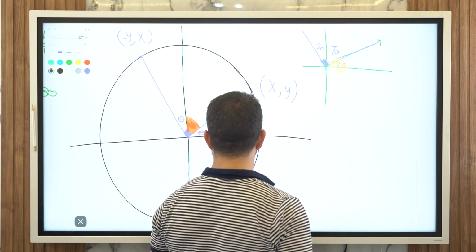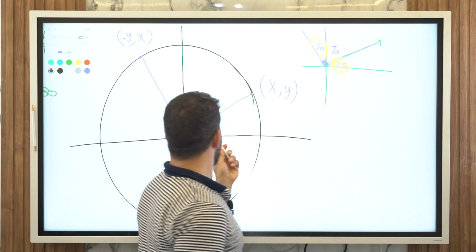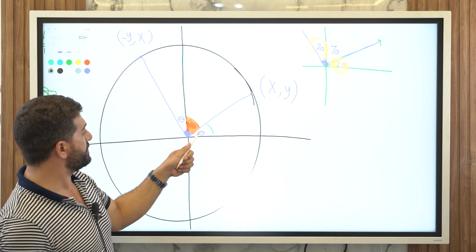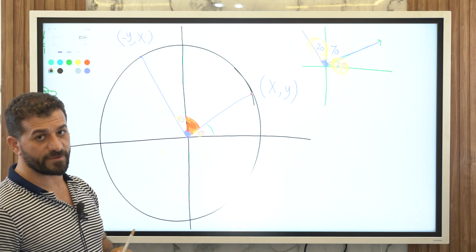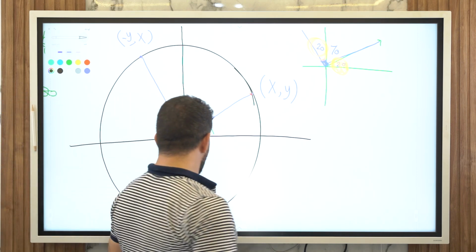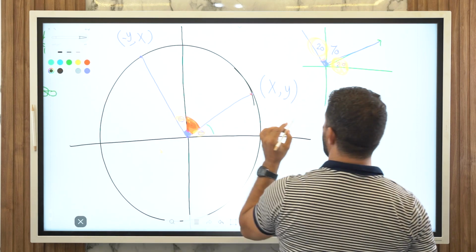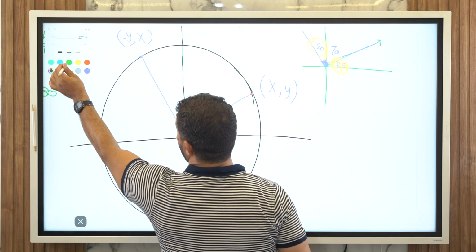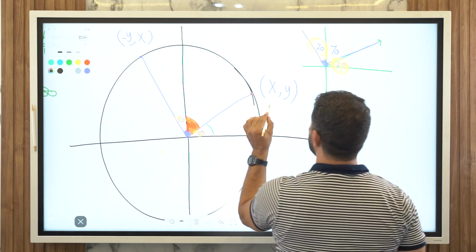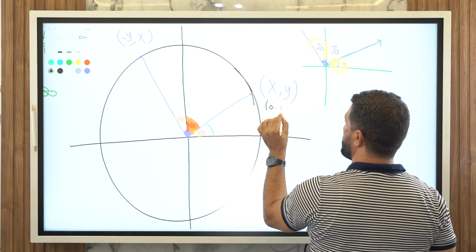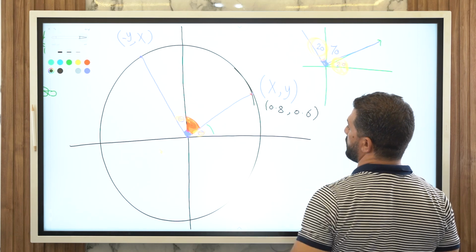This angle here is theta. So this is 20 and this is 20. Like this example here, this angle here is theta, and this angle here is theta. To make it easy, let's take an easy example, and be focused, please. Let's take this as 0.8 and 0.6. What I mean by that?